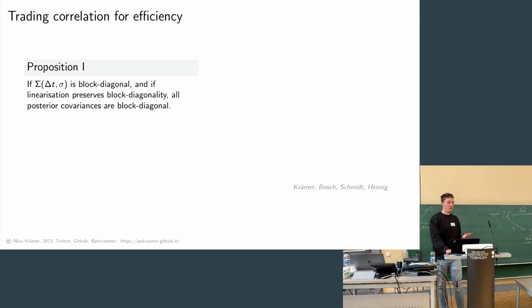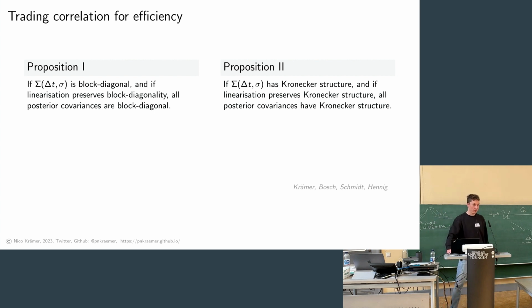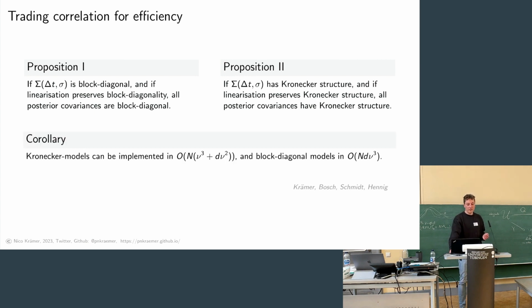The same is true if instead of block diagonality we enforce some Kronecker structure. So if we enforce that the covariance matrix is the Kronecker product of something ν times something d times d, and if the linearization preserves this structure as well, all posterior covariances have the same structure. And this is useful because it means that we can implement block diagonal models in linear complexity in the dimension. And for these Kronecker matrices, we can even go one step further, and we can implement them also with linear dependence in the dimension, but with a smaller coefficient.